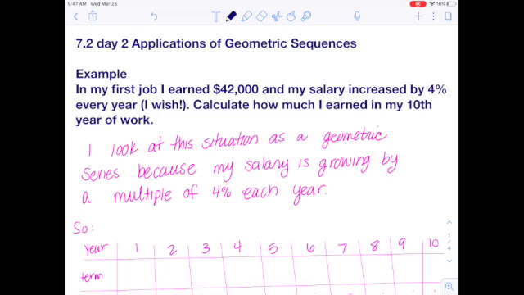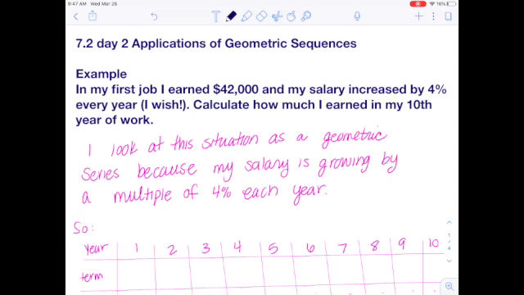So in our first example, in my first job, I earned $42,000 as my yearly salary. And my salary gets increased by 4% each year. I wish. Let's calculate how much I earn in my 10th year of work. I look at this situation as a geometric series because my salary is growing by a multiple of 4% each year. We have our starting amount, which is $42,000, and then each year it's growing by 4%.